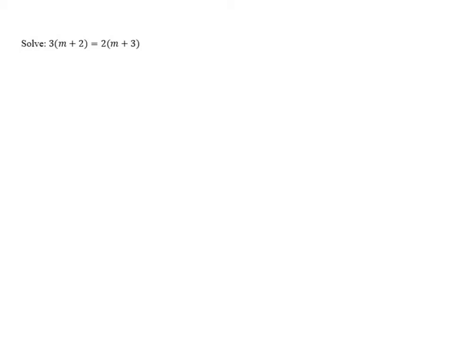Solve 3 times m plus 2 equals 2 times m plus 3. Again, we're going to have to start by distributing on both sides. Let's do the left-hand side first. 3 times m is 3m, plus 3 times 2 is 6. On the right, 2 times m is 2m, plus 2 times 3 is 6.